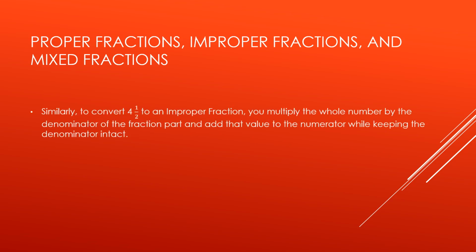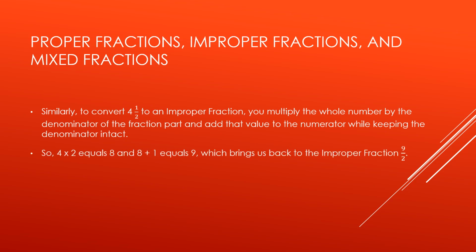Similarly, to convert 4 1/2 to an improper fraction, you multiply the whole number by the denominator of the fraction part and add that value to the numerator while keeping the denominator intact. So 4 times 2 equals 8 and 8 plus 1 equals 9, which brings us back to the improper fraction 9/2.